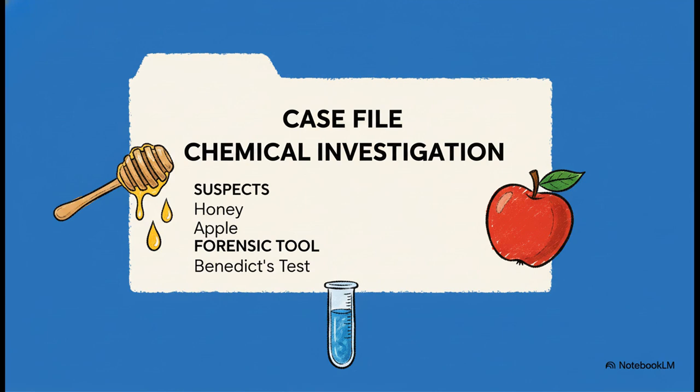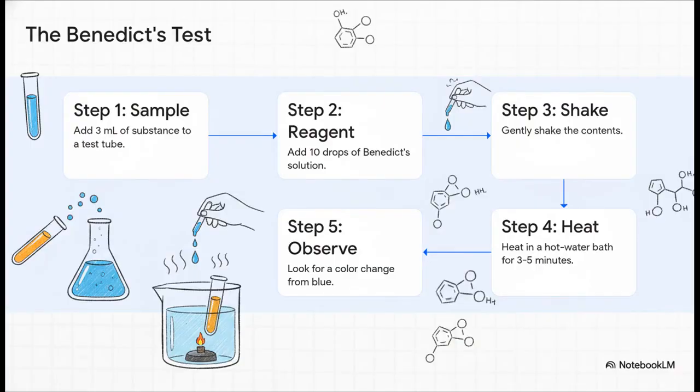Okay, case file number 1. Our target is simple sugars, also called monosaccharides. We're looking for suspects like the sugar you'd find in honey or maybe some apple juice. The procedure we're using is called the Benedict's test. It's really simple. We just add our sample to a test tube, put in a few drops of Benedict solution, give it a little shake, and then heat it up. That heat is what really gets the reaction going.